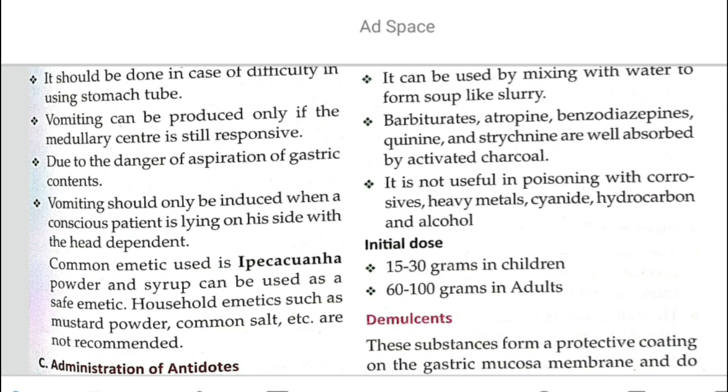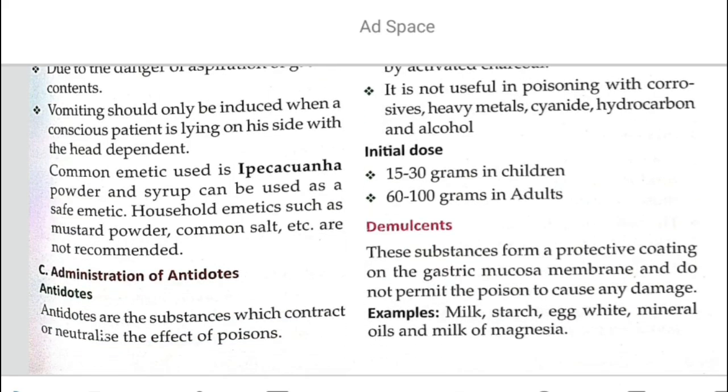Common emetic used is ipecacuanha powder and syrup, which can be used as a safe emetic. Household emetics such as mustard powder, common salt, etc. are not recommended. Administration of antidotes. Antidotes are the substances which counteract or neutralize the effect of poisons.